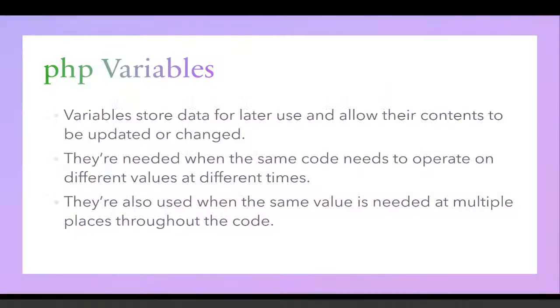And the first one is the variable. Variables store data for later use, and they allow their contents to be updated and changed. We've talked about this ad nauseam in the past, so we won't get too deep into it here. Just as a quick reminder, variables are kind of like containers that we can put data into and take data out of, and one of the most important things about variables is that we can put a label on them. We can name them.